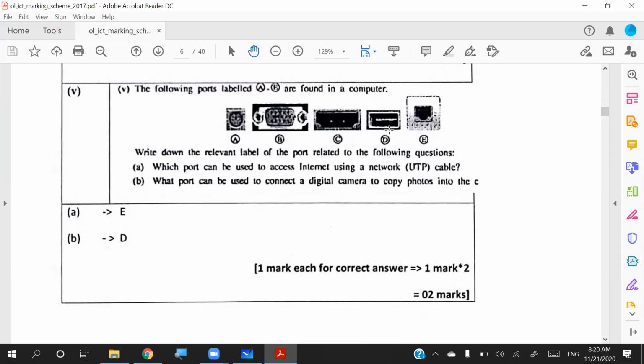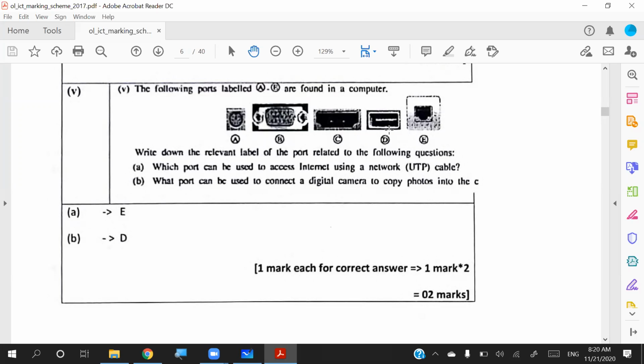And the port R is going to be the VGA port, where we used to connect the monitors through them as well, right? And the port A is going to be a PS2 port, right? Which they used to connect the mouse and the keyboard in older times. We are not connecting now.